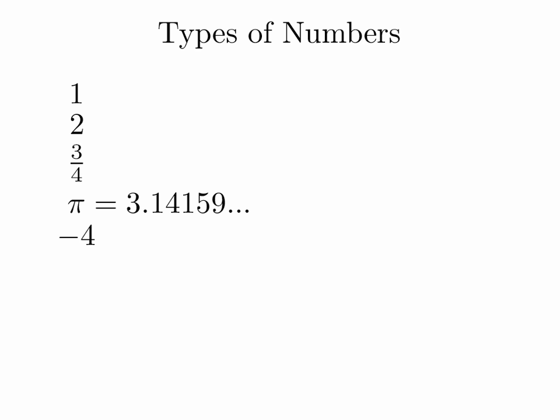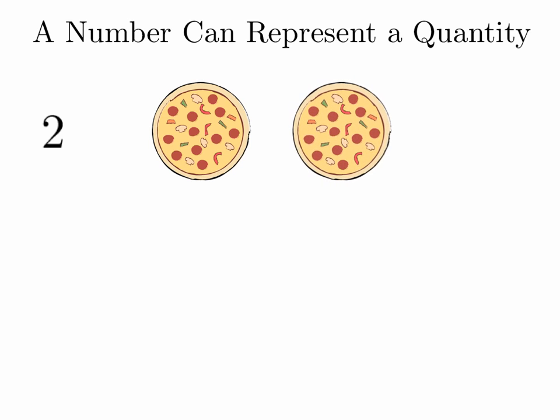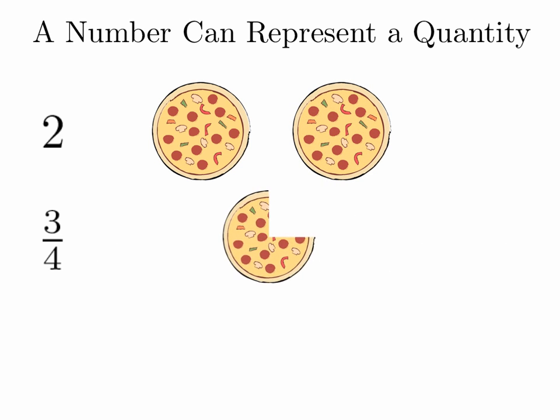Well, oftentimes you can think of numbers as quantities, right? So like say the number 2, well, that represents, in this example, 2 pizzas. The number 3/4 represents 3/4 of a pizza. But what exactly does -2 represent? You can't really have -2 of something. So you have to think of negative numbers in a different way. And the way we're going to do that is numbers as steps.